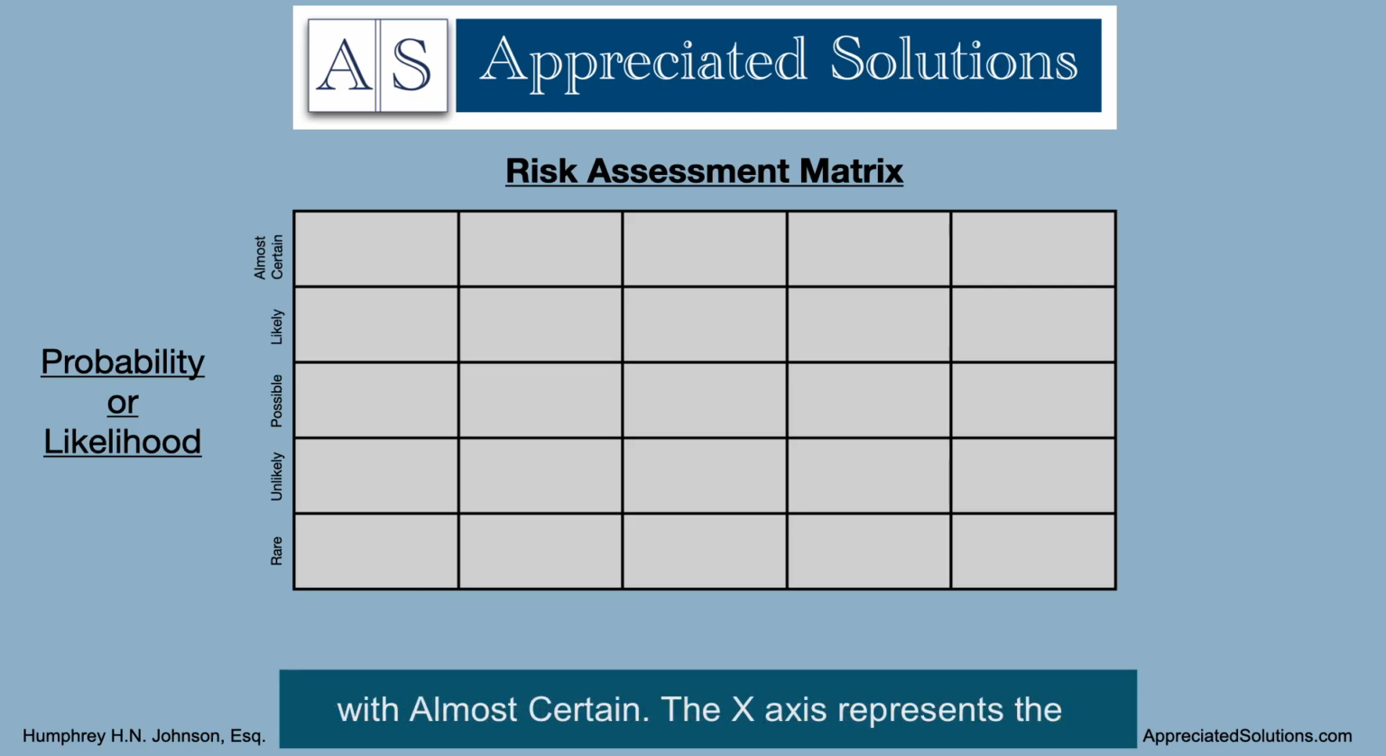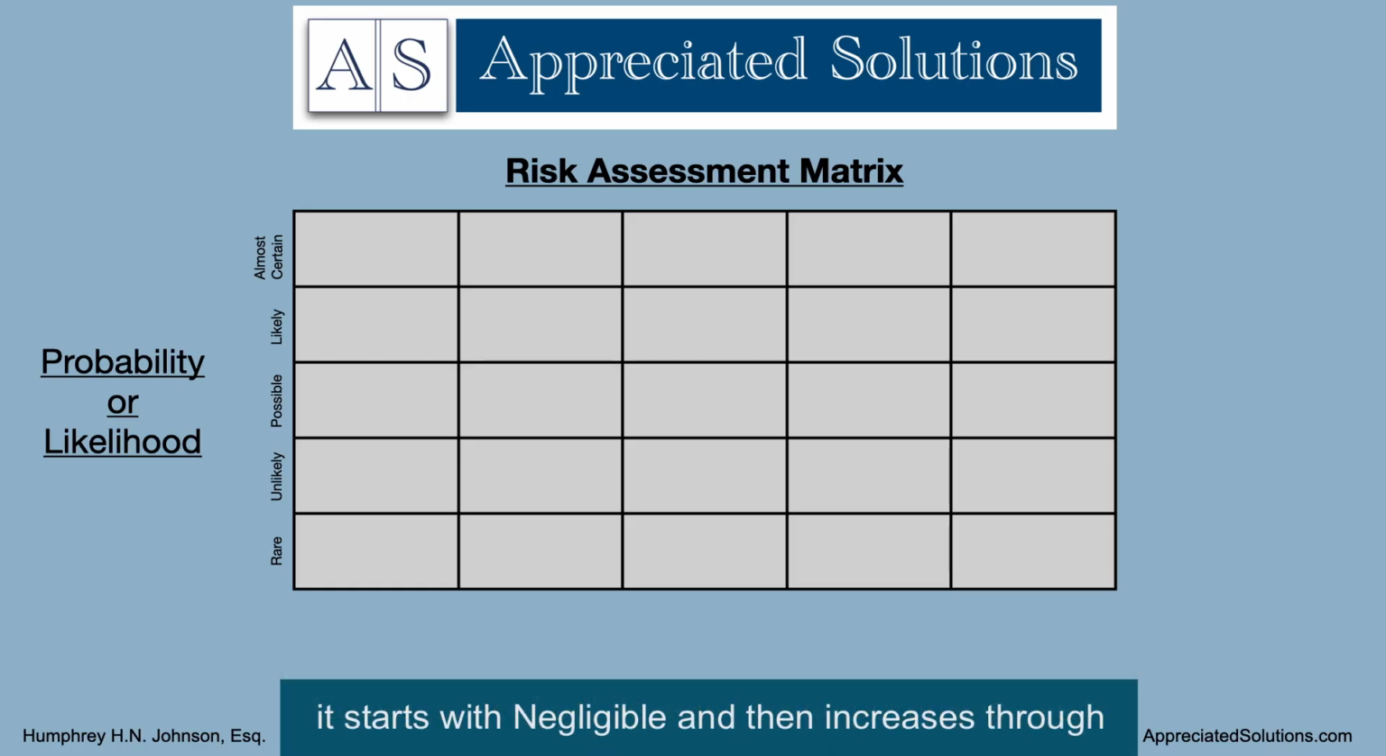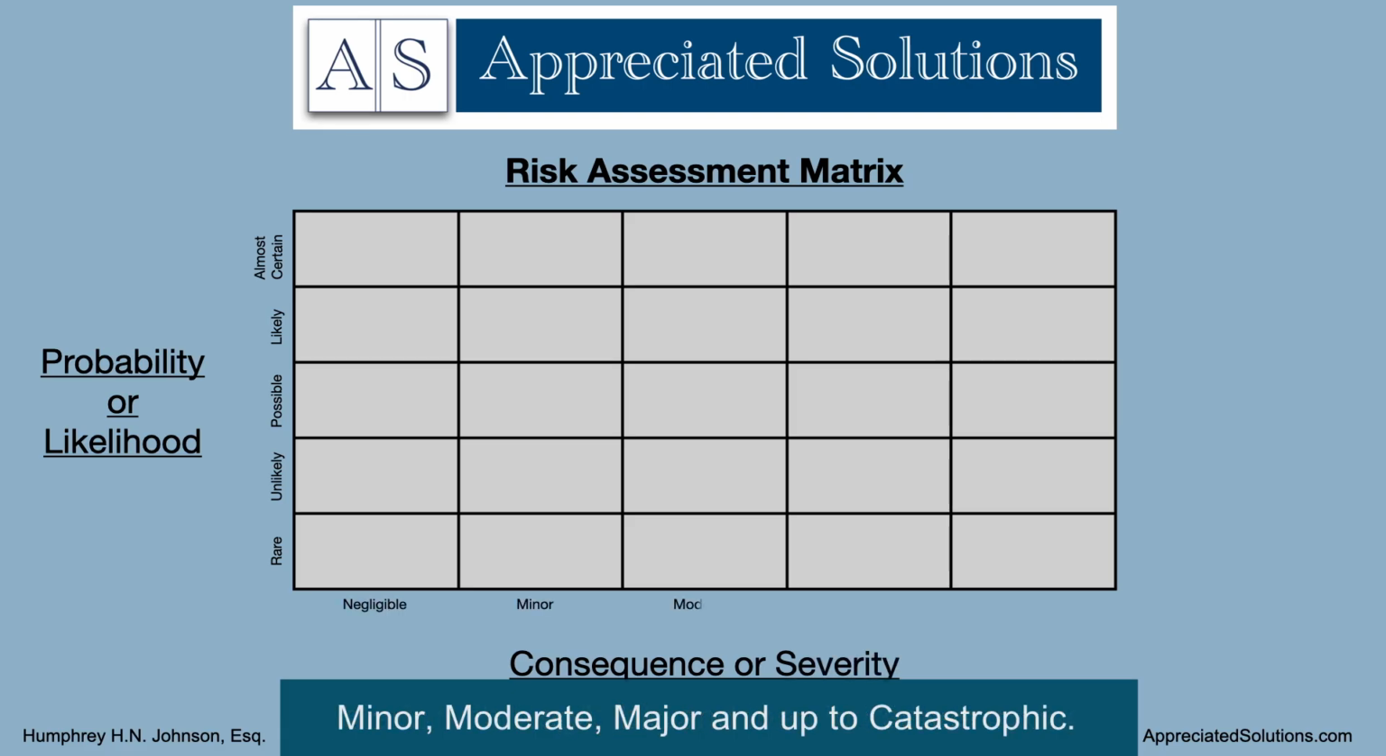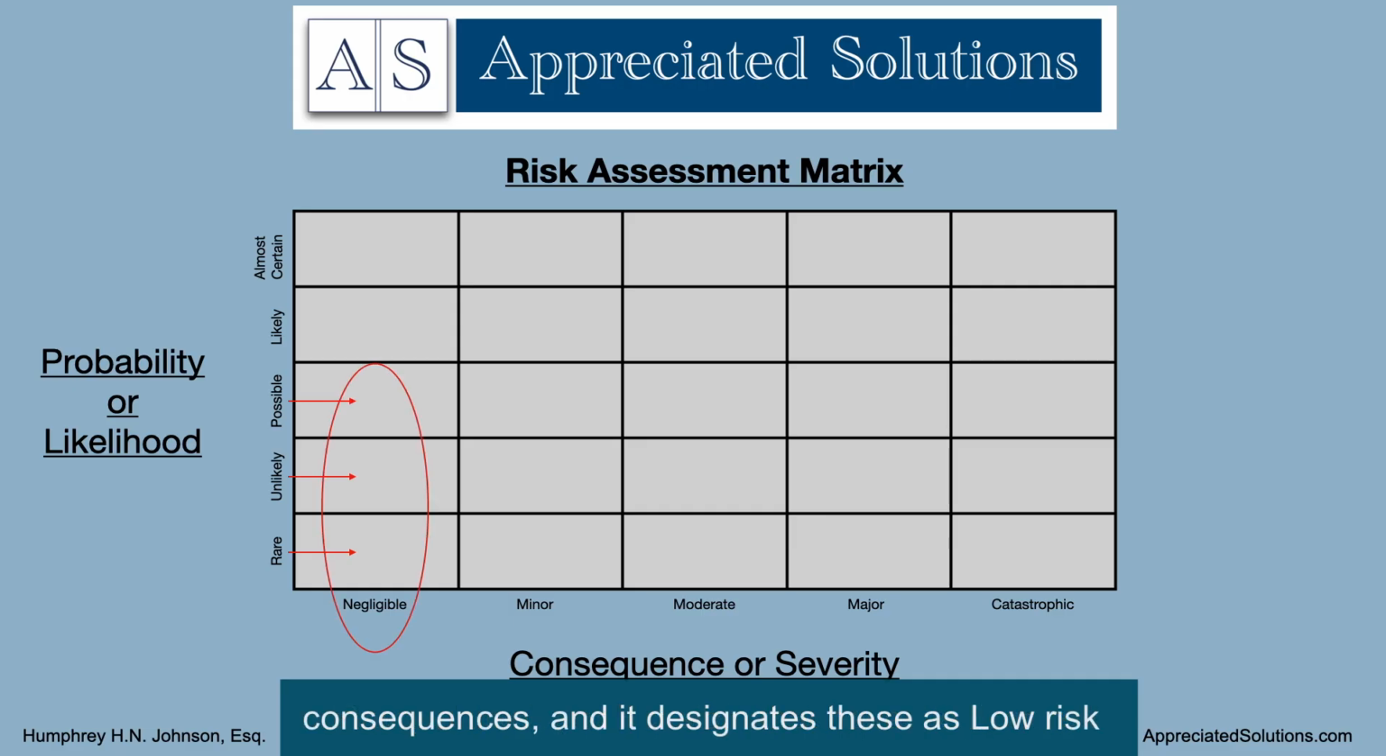The x-axis represents the consequence or severity of the occurrence, and this starts with negligible and then increases through minor, moderate, major, and up to catastrophic. The matrix assigns levels of risk ranging from low to extreme based on different combinations of probability and consequence. So starting from the bottom left corner, it considers occurrences that are rare, unlikely, or possible that have negligible consequences. And it designates these as low-risk occurrences.